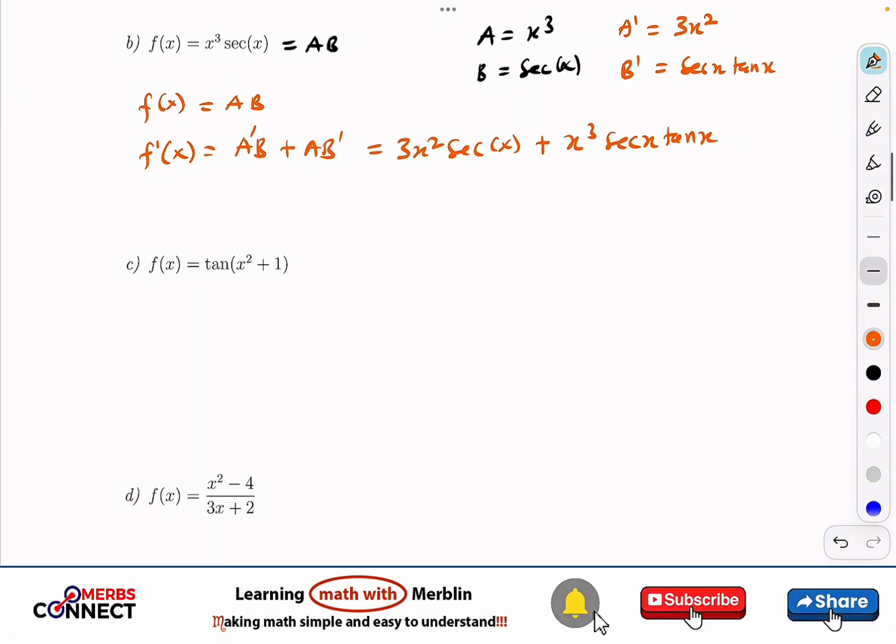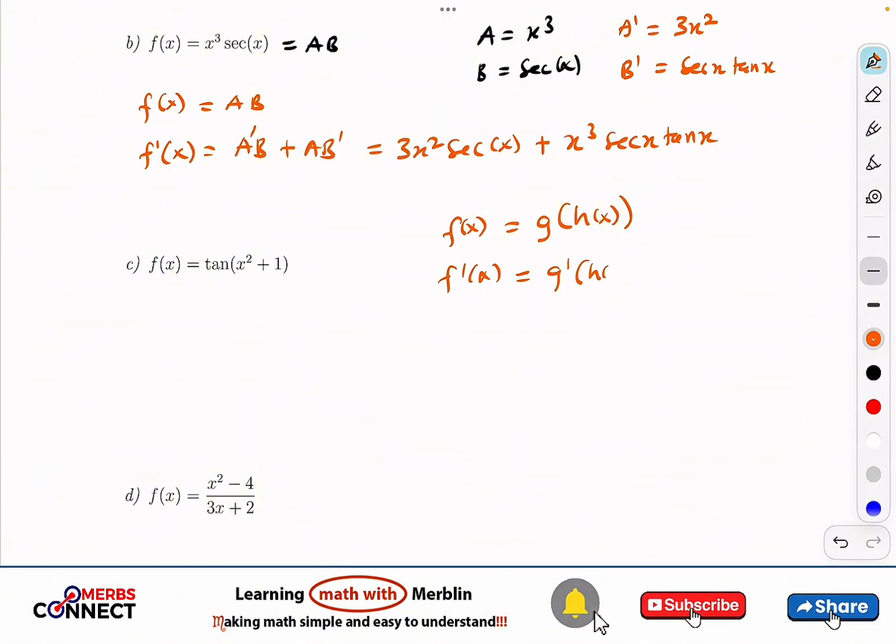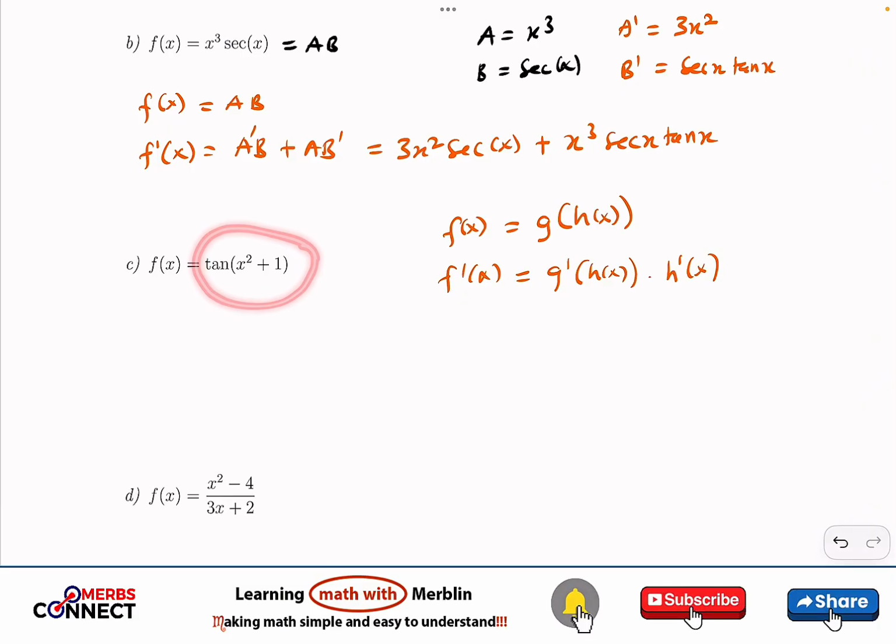Now let's look at c. For c, we are going to use the chain rule. We have different ways of doing this. You can think of having a function f of x equal to g of h of x. The chain rule says that f prime of x should be g prime of h of x: you differentiate the outer function, you maintain the inside function without touching it, and then you multiply by the derivative of the inner function. That's basically what you are going to do here.